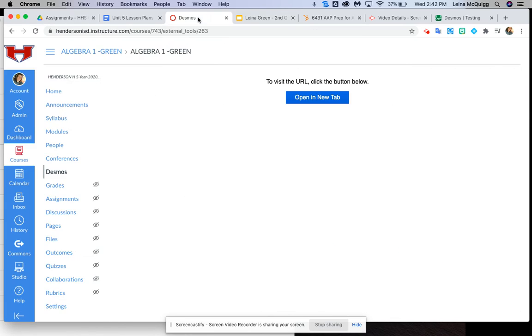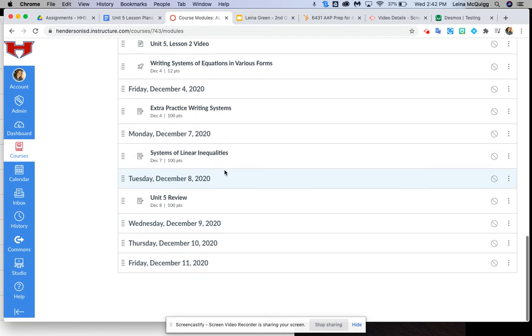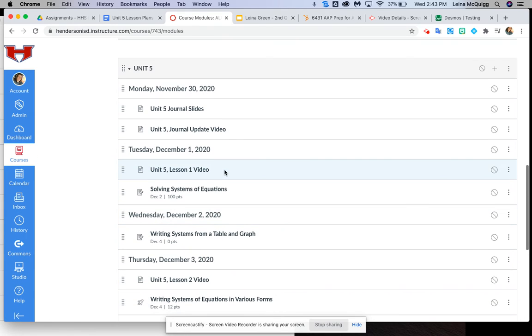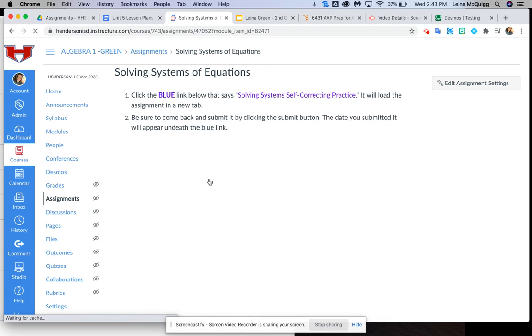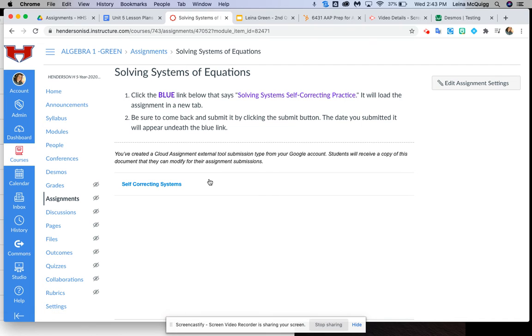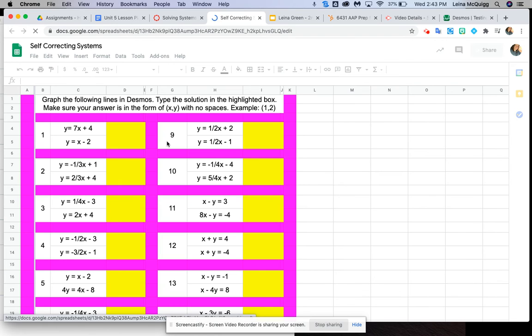All right, so there is an activity. I want you to go to modules and scroll down to unit 5 all the way at the bottom. We are on yours. This should be the last thing you guys see. Solving systems of equations. This is a Google Cloud assignment. So remember, you'll have to click this blue link that says self-correcting systems. Otherwise, it's really, really tiny on your screen. So open that up. And it will open this in a new tab so you can work from it.